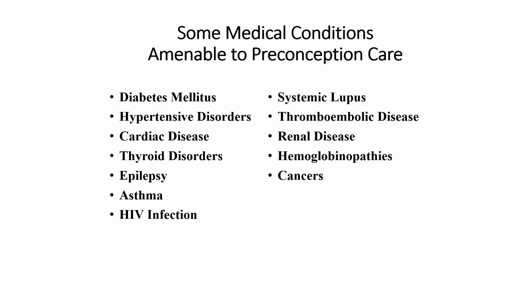And medical conditions amenable to preconception care. If the mother is having these medical conditions, we should be very conscious about the pregnancy, and if possible we can advise the mother to avoid the pregnancy. If she is having severe diabetes mellitus, uncontrolled hypertensive disorders, cardiac diseases, thyroid diseases, epilepsy, asthma, HIV, systemic lupus erythematosus, thromboembolic diseases, renal diseases, hemoglobinopathies, cancer.